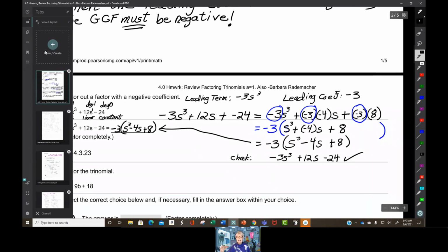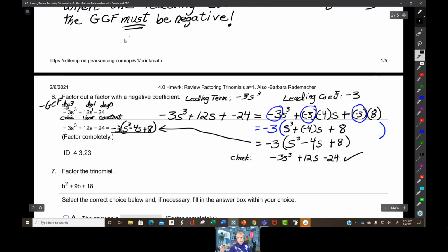Professor, that number 7 down there, is that not factorable? Yes, it is. But we're going to use a different method. Okay. Thank you. That's a good intro.